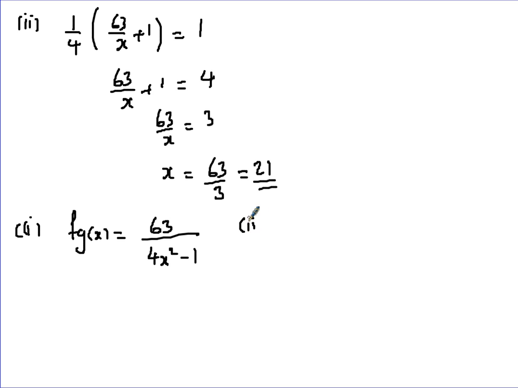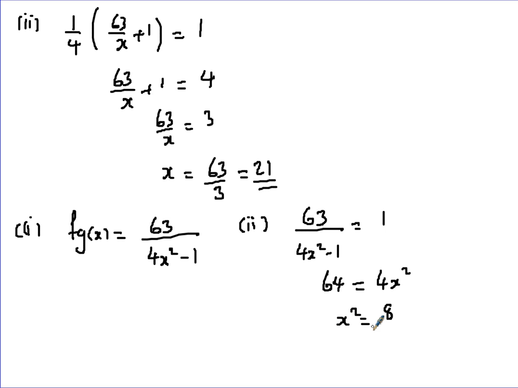Part 2. Solve the equation of that equals 1 this time. So I times it up that side and add the 1 to this side at the same time, so I get 64 then equals 4x squared, divide through by 4, so x squared is 16, not 8. 16, so then x will equal plus or minus 4.